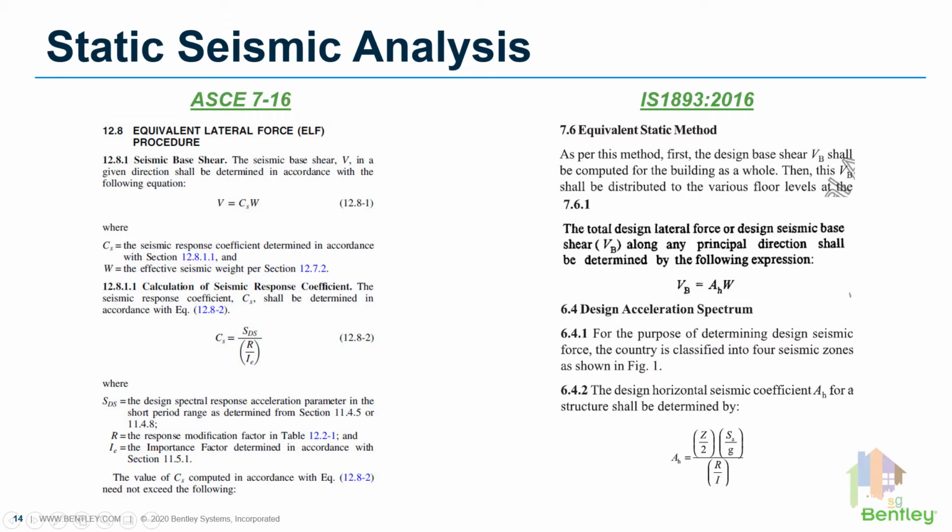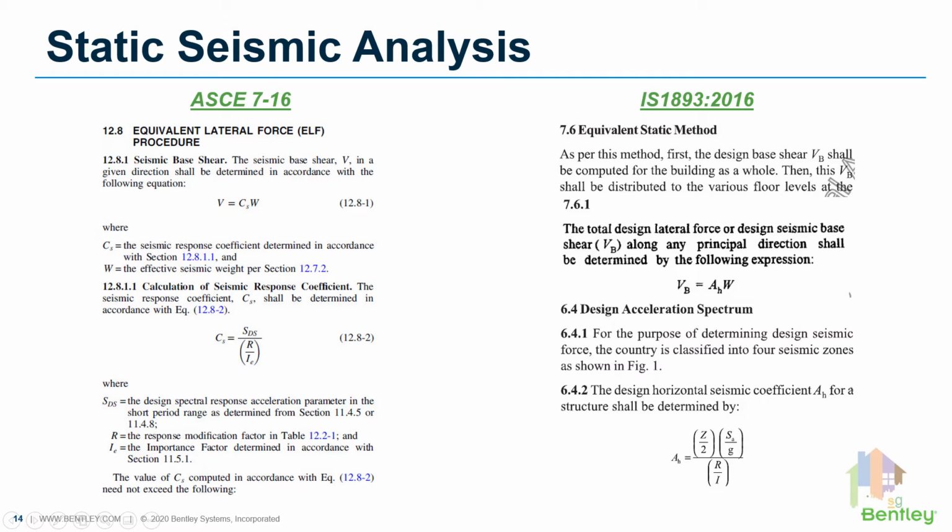For the ASCE 7-16 code, seismic base shear is calculated in section 12.8, where the seismic response coefficient is multiplied with the seismic weight. This seismic response coefficient is further computed from this equation, where the effect of spectral acceleration, response modification factor, and importance factor is used. There are a few sub-rules on how to compute these values.